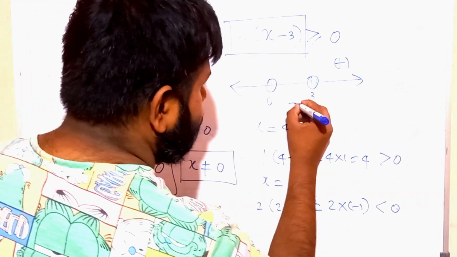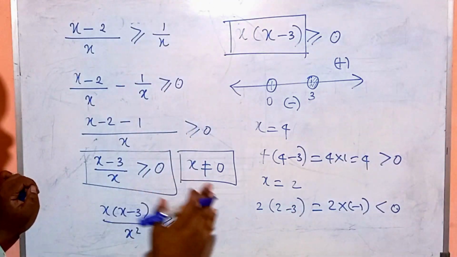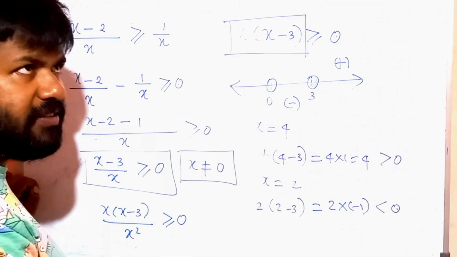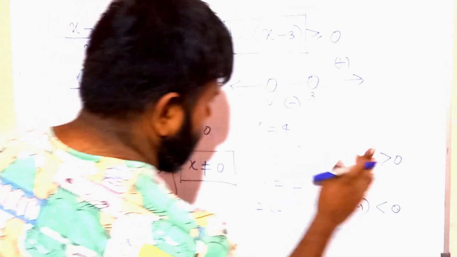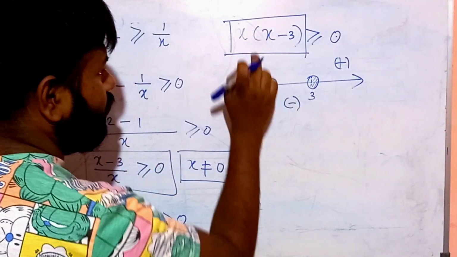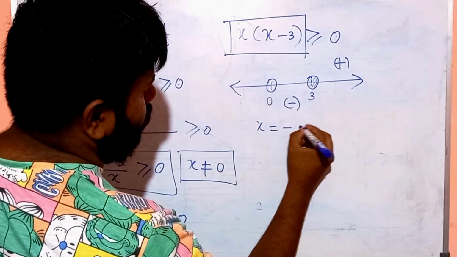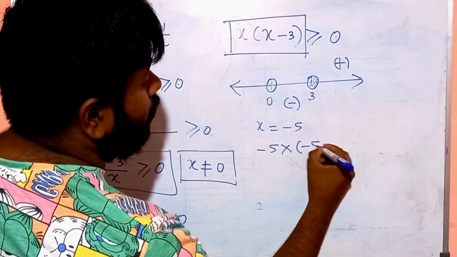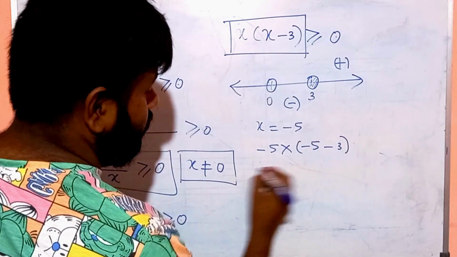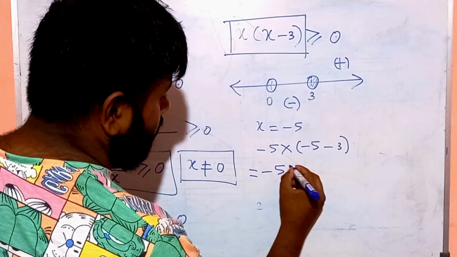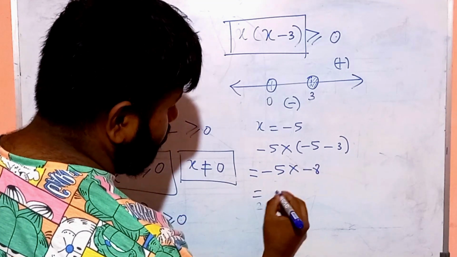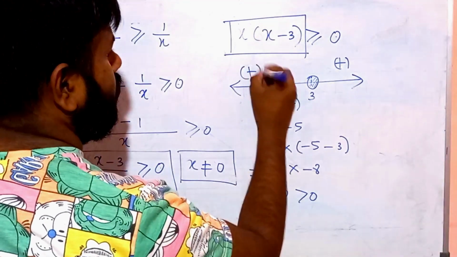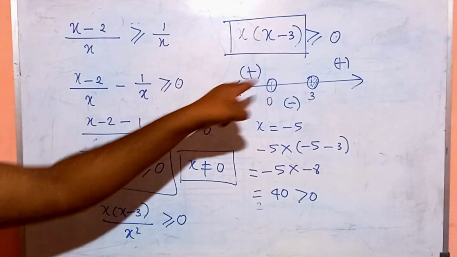So this region is negative. What happens when x becomes smaller than 0? Think of a number which is smaller than 0, let's say minus 5. If you substitute minus 5 here, minus 5 into minus 5 minus 3, you have to check the sign. Minus 5 into minus 8 is going to be equal to 40. That is greater than 0, positive. So in this region, this expression is positive.